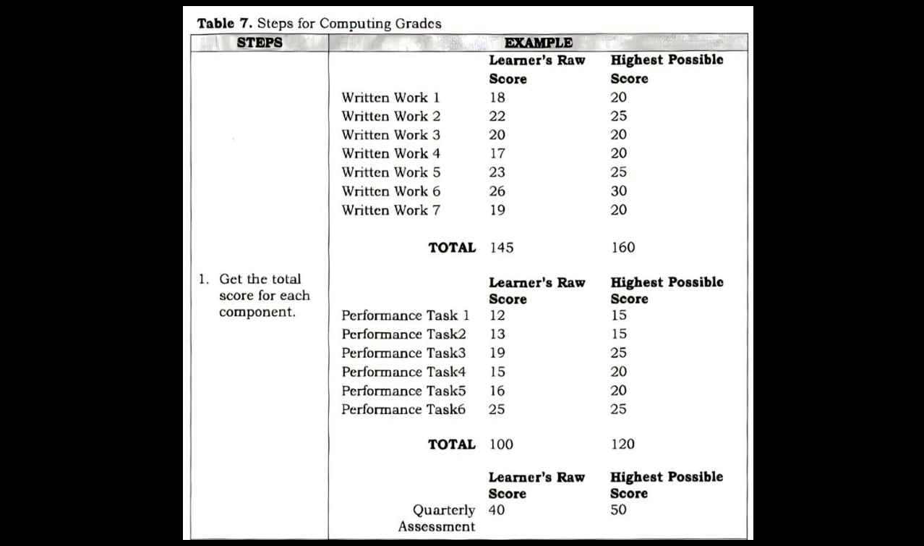The same with the performance task. We have all the performance tasks, up to 6. So we get the total of the learner's raw score and the highest possible score. In the quarterly assessment, always remember that they have only one. So let's proceed to step 2.